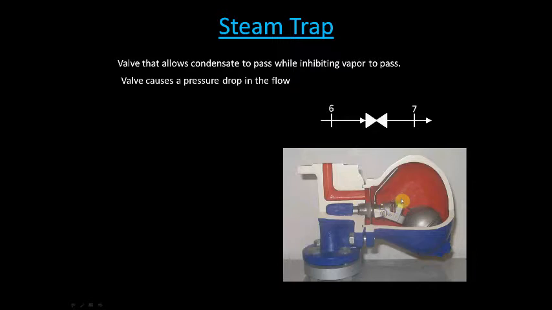If it gets to a point where liquid starts to slow down, where it's starting to get too much vapor, not enough liquid, this little bob will drop and it'll seal off the valve. So only condensate can get past.